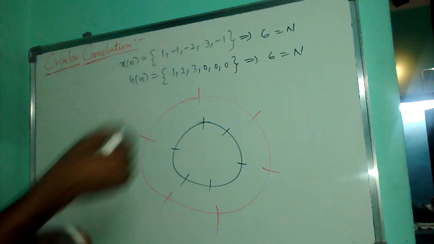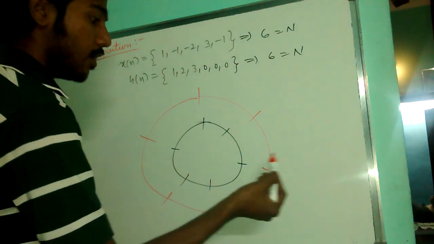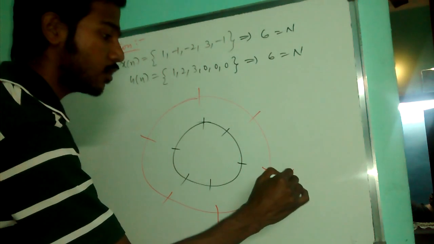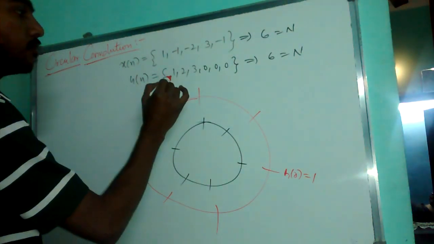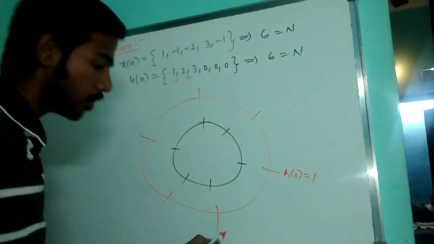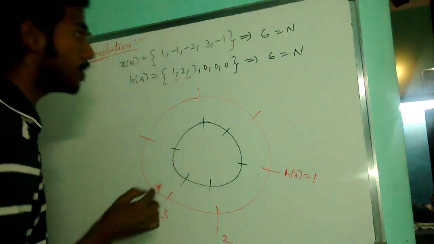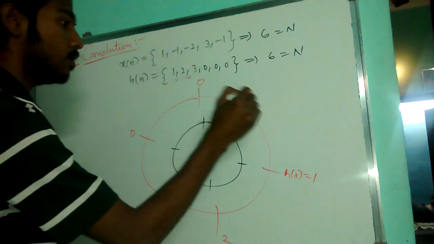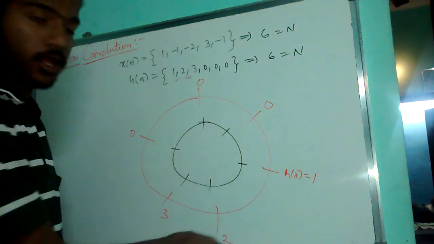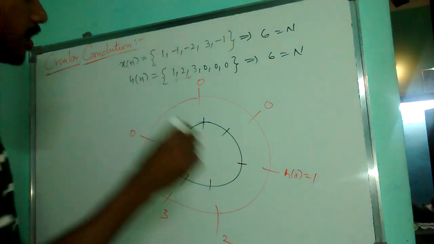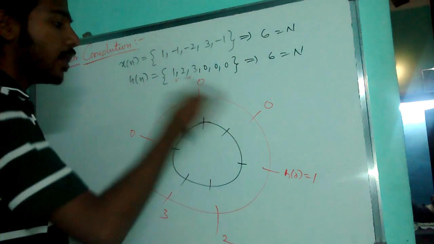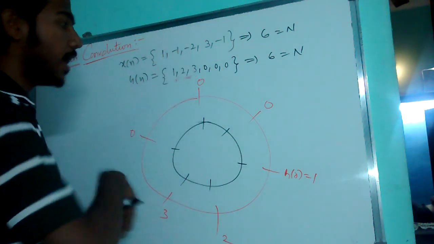Now mention the values directly. That is your wish. You can start from any end. So I am considering this to be h of 0 equal to 1, then h of 1, h of 2, and so on. So this will be 2, this will be 3, 0, 0, 0. I'm directly writing the values. I'm not mentioning h of 0, h of 1 and all. Similarly, as I went in clockwise direction, x of n should be in anti-clockwise direction.